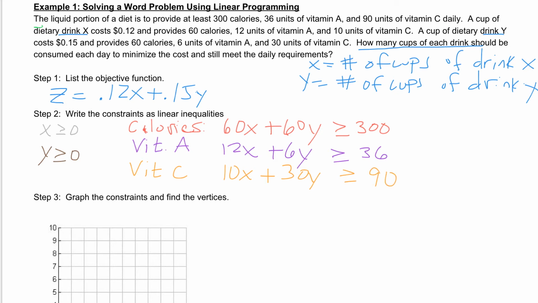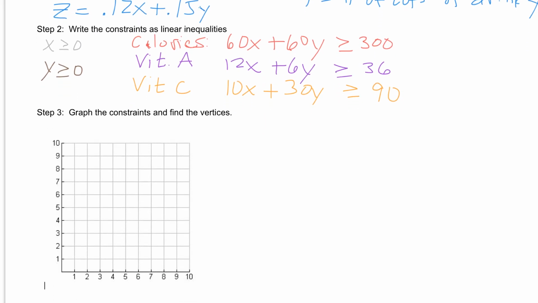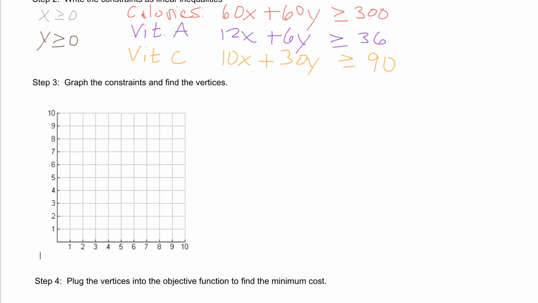Now, once we have our objective function and our constraints, everything else is like we've done before. So the only new thing that we're doing today is coming up with all this information on our own having to do with an actual word problem. So now what we do is we have to go through and graph those constraints. So we'll do that here.